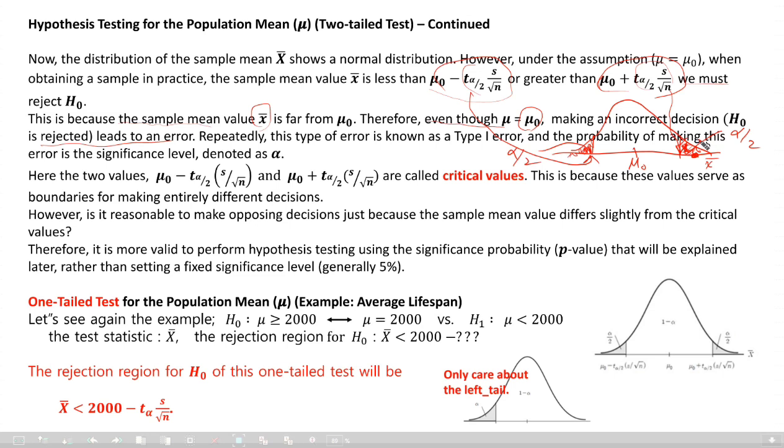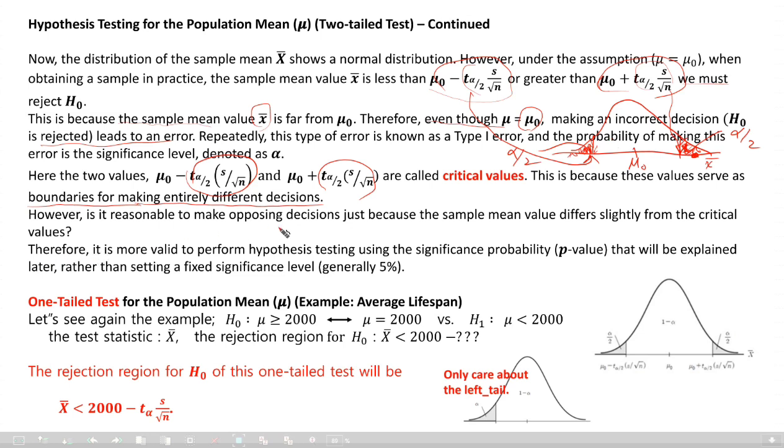Here, two values: mu 0 minus t alpha over 2 times s over square root n, and the same amount plus, called critical values. This is critical values. This is because these values serve as boundaries for making entirely different decisions, right? If your sample mean is less than this value here or greater than this value, then your decision is different.